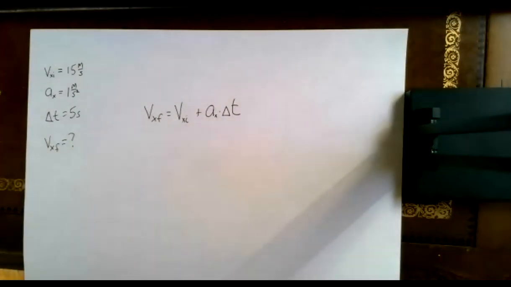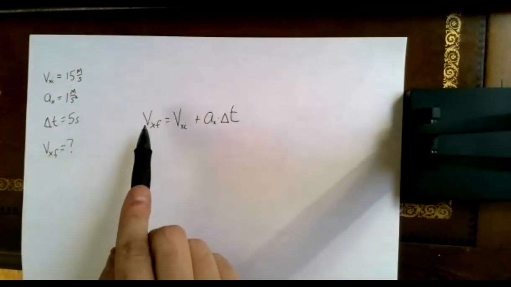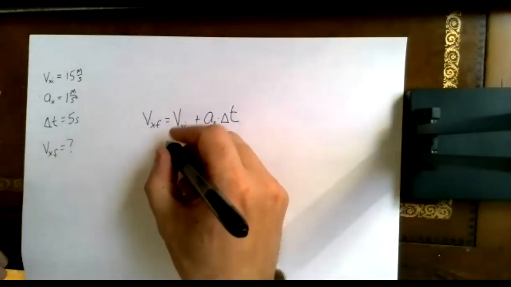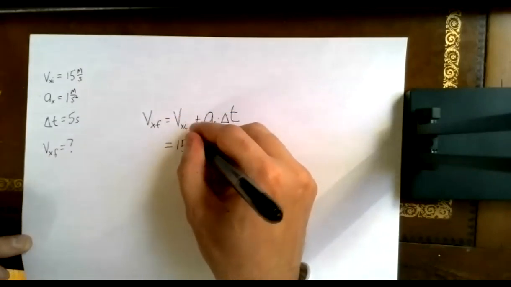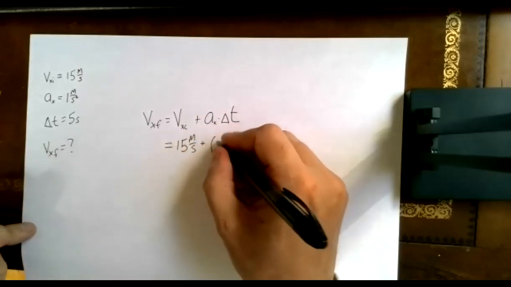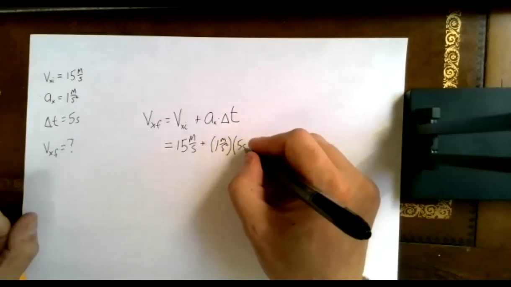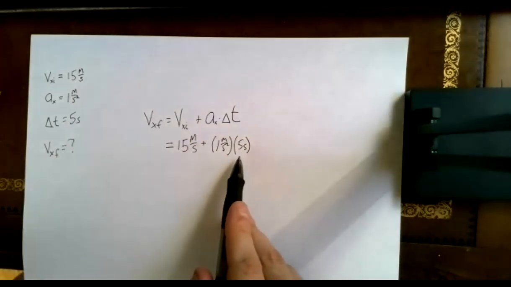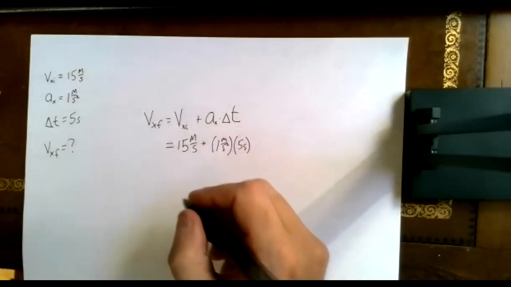And lucky for us today, we don't need to do any algebra, right? Because we're looking for the final velocity, and in this equation, it's already by itself on one side. So we can go ahead and plug in our numbers. Initial velocity was 15 meters per second, plus the acceleration, which was 1 meter per second squared, times our time, which is 5 seconds. So 15 plus 1 times 5 is going to be 20, right? 5 times 1 is just 5.